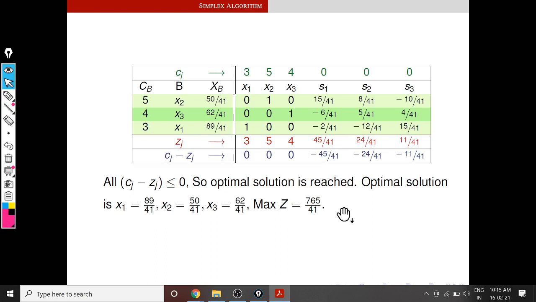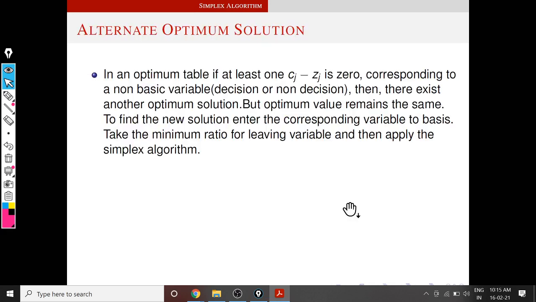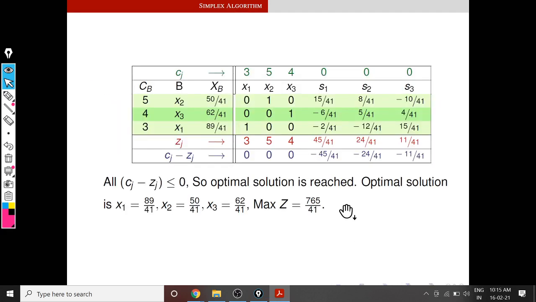ഓക്കെ, ഇതാണ് സിംപ്ലക്സ് മെത്തേഡിൻ്റെ ഒരു ഐഡിയ ആയിട്ടുണ്ടാകുമെന്ന് വിചാരിക്കുന്നു ഞാൻ. ഇതിനകത്ത് 1-2 കാര്യം പറയാനുണ്ട്. ഒരു ബ്രേക്ക് എടുത്തിട്ട് പറയാം.